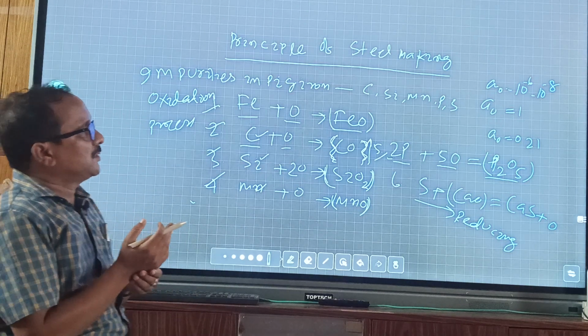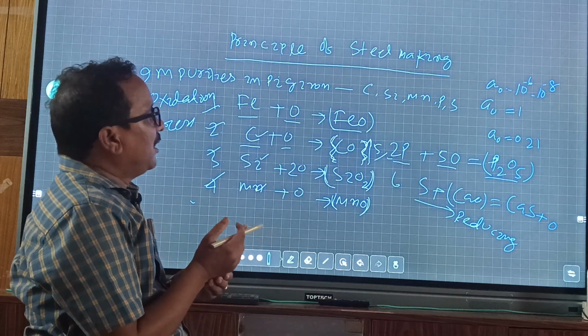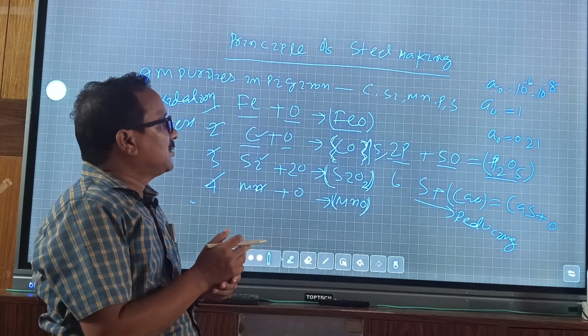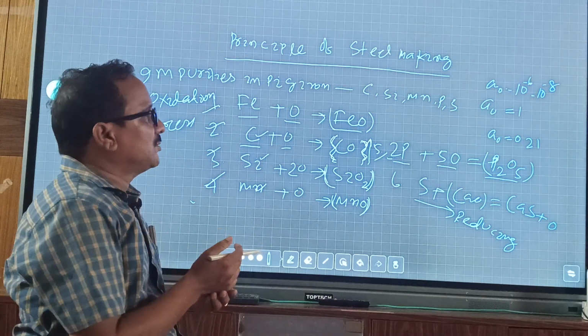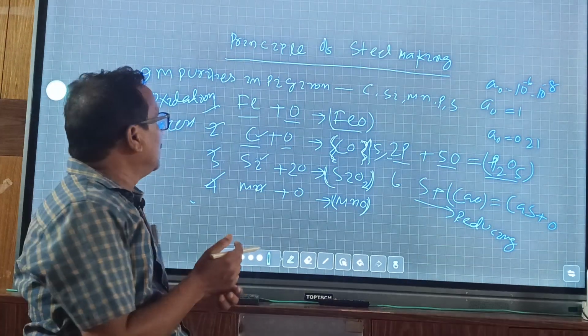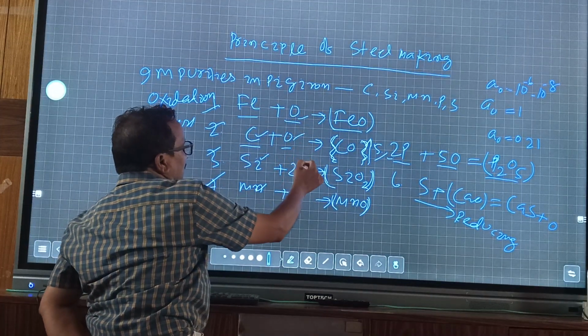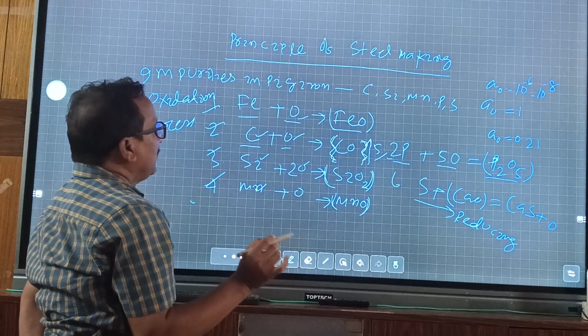In the Bessemer process, air is supplied, and in the LD process we supply pure oxygen. Sometimes in the open hearth process we also charge iron ore as an oxidizing medium. So oxygen is supplied in different ways. This oxygen is something from outside that we supply.